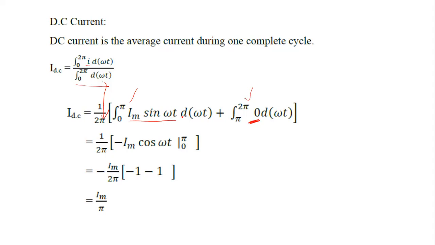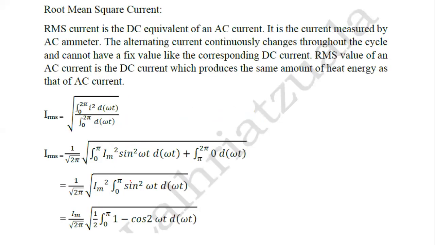And here you can do the integration. The integration of sine omega t with respect to omega t will be minus cosine omega t, and then you can do the mathematical steps. You put the upper limit and lower limit. If you take minus Im as a common factor, cos pi will be minus 1, and minus cos 0 will be 1. Like this, 2 and 2 will cancel out. This will be your DC current. This is the average current that flows through the load resistance of your rectifier circuit.